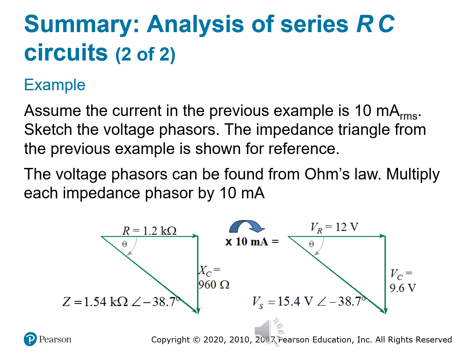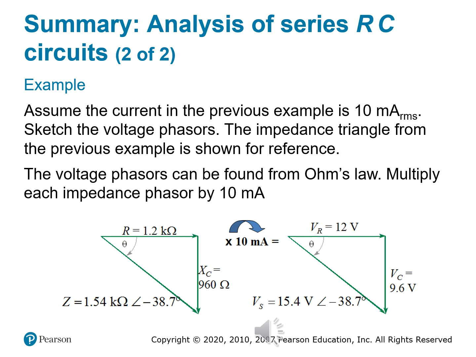We're given a 10 milliamp current, and let's revisit those values. We had a resistance of R equal to 1.2 kilo ohms, capacitive reactance X sub C equal to 960 ohms, and the total impedance magnitude Z equal to 1.54 kilo ohms at an angle of negative 38.7 degrees. If we apply the current at 10 milliamps RMS, we can find the other phasors. All we have to do is multiply impedance phasors by current.